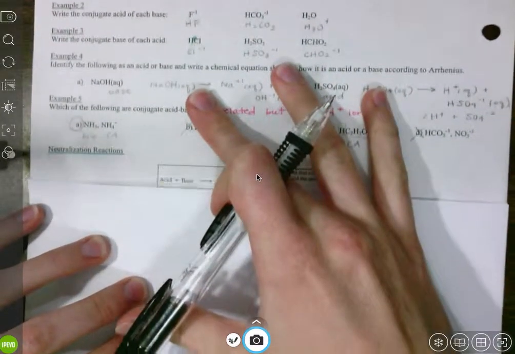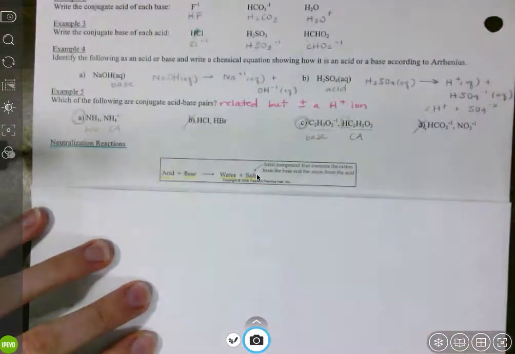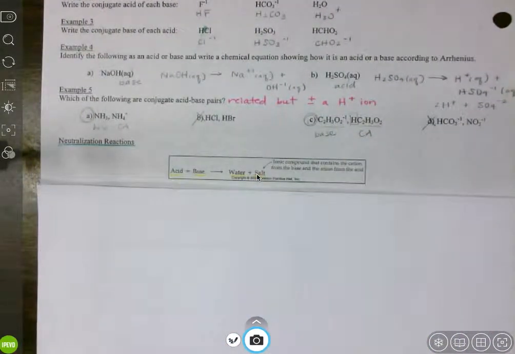Okay, let's look at neutralization reactions. So neutralization reactions, we saw these in the chapter with chemical reactions, where we talked about combustion reactions, synthesis reactions, decomposition reactions, single and double replacement reactions. Neutralization reactions are one of the types of double replacement reactions we talked about. So we talked about precipitate, and we talked about neutralization reactions with double replacement reactions.